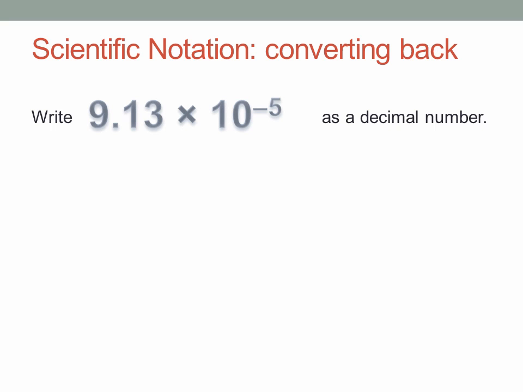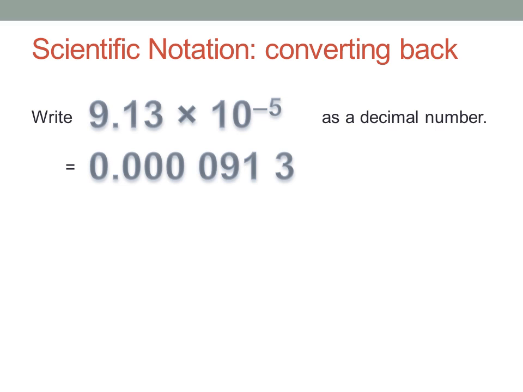Write 9.13 times 10 to the power of -5 as a decimal number. Okay, 10 to the power of -5 is 100 thousandths. Write the 9 in this place, it's the 5th digit after the decimal point. Then write the other digits where they belong. 0.0000913.